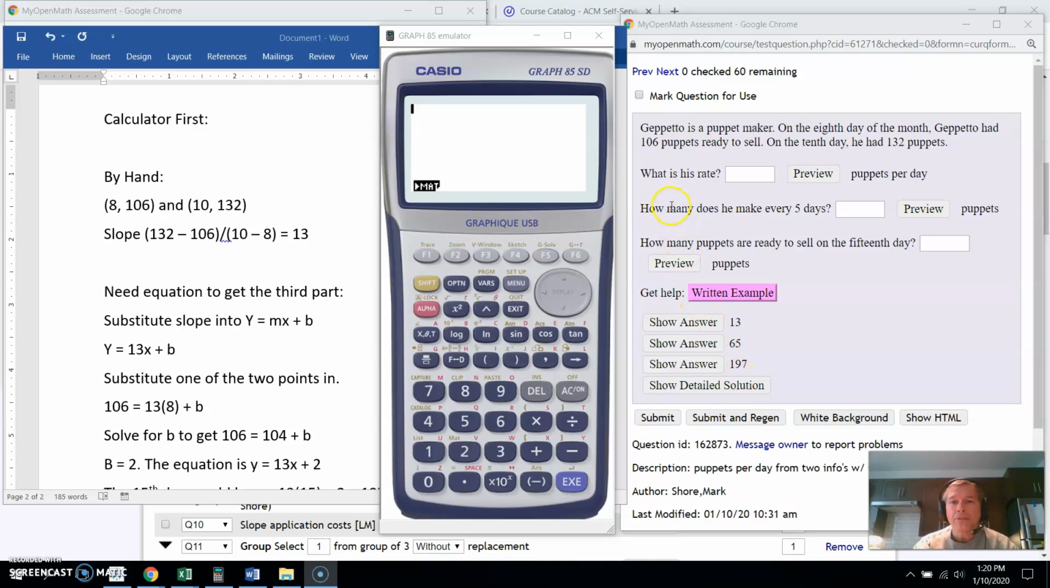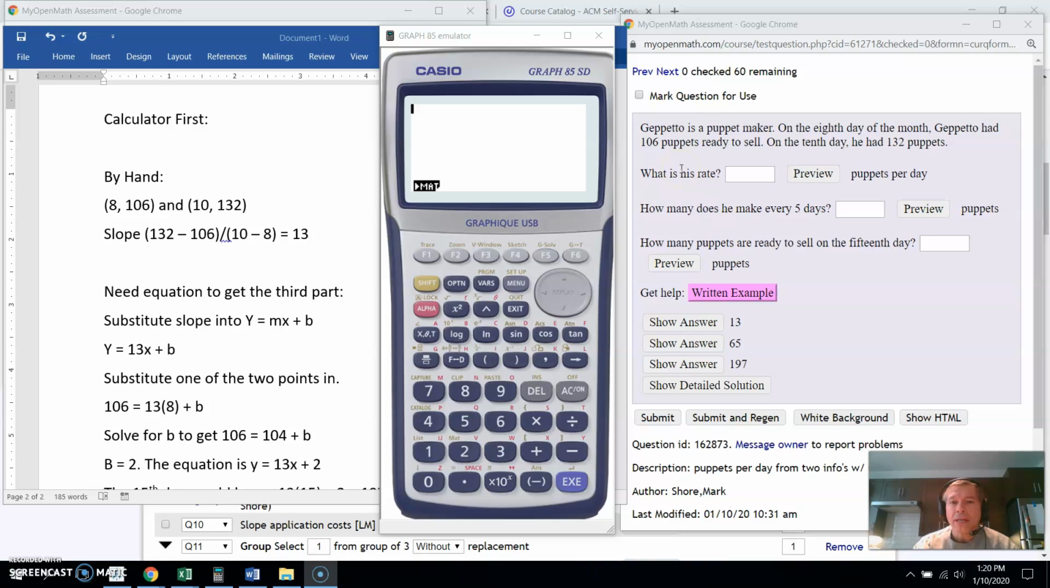Okay, I wanted to record this video on getting an equation of a line. Here we go. This one says Geppetto is a puppet maker. On the 8th day of the month, Geppetto had 106 puppets ready to sell. On the 10th day, he had 132 puppets. And it says, what is his rate? Well, his rate is his slope.